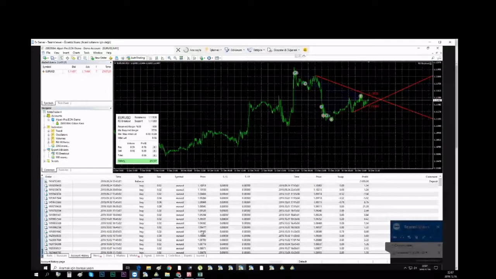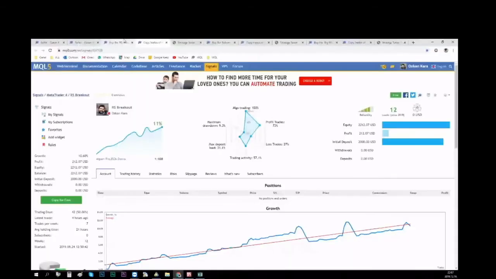Okay. Do you have any question about this system? I can explain more detail to you if you want. Okay, I will explain a little bit more about this system.